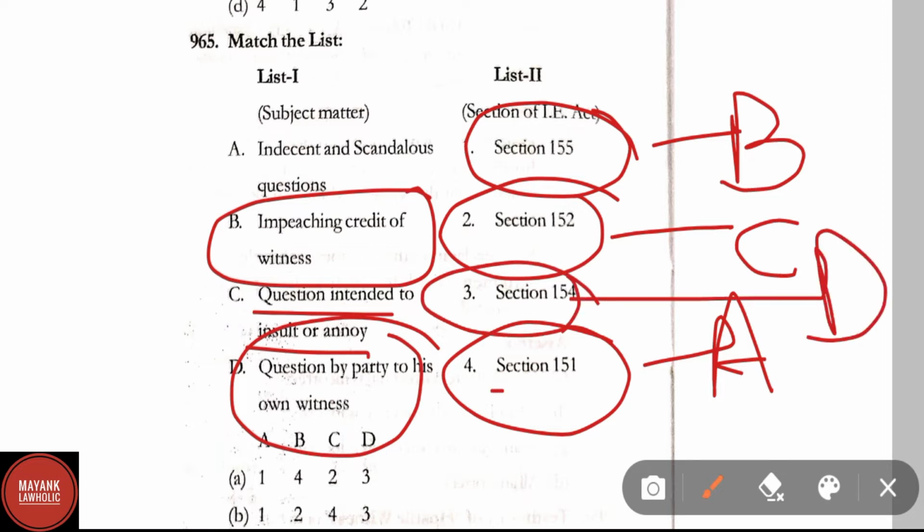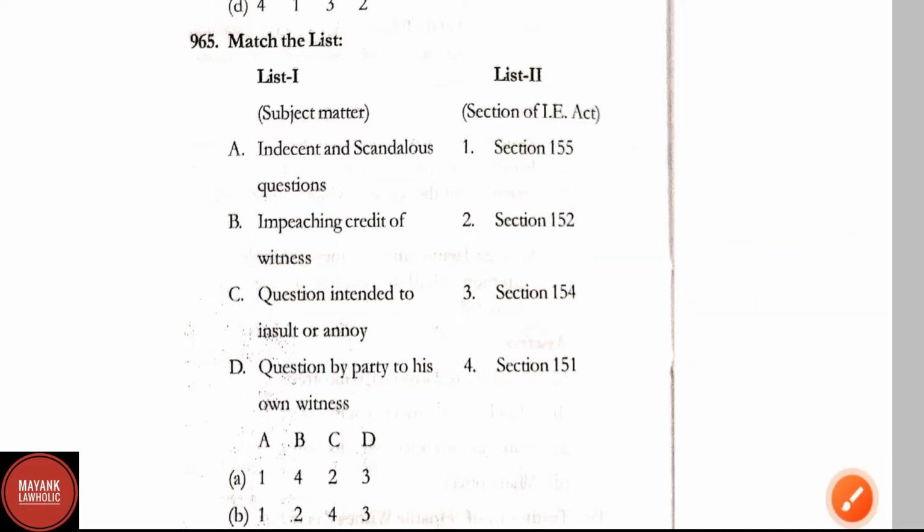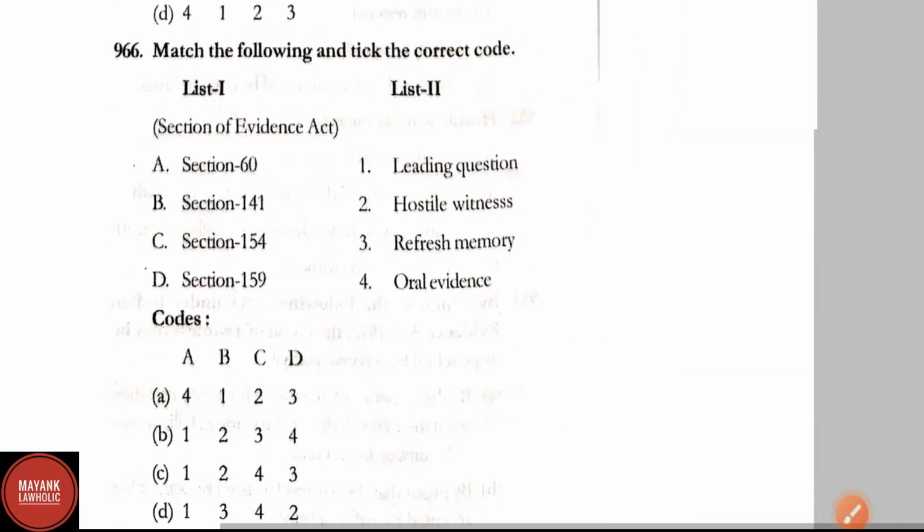Indecent and scandalous question, section 151. Impeaching credit of witness, the correct answer is section 155. Questions intended to insult or annoy, section 152. Question by party to his own witness, section 154. Question number 966.